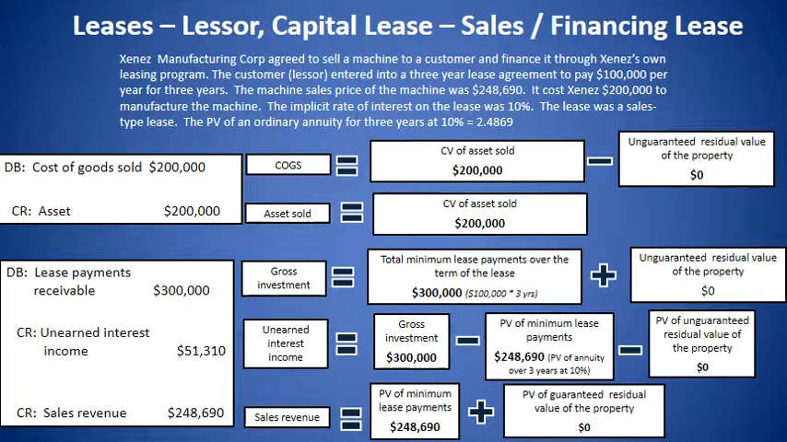Okay, now we're going to use an example. And I told you I'd simplify it, and actually it doesn't look simplified, but the example is because we're using a real example in this case. So Zenas Manufacturing Company agreed to sell a machine to a customer and then finance it through Zenas' own leasing program.